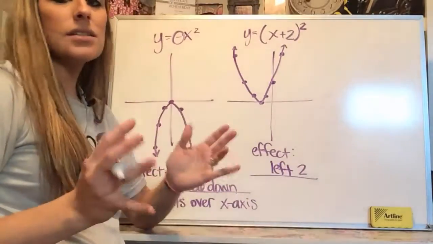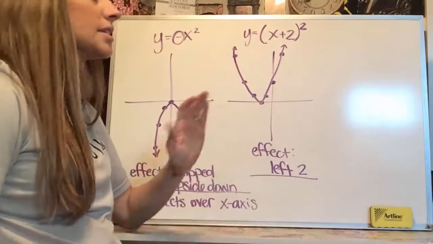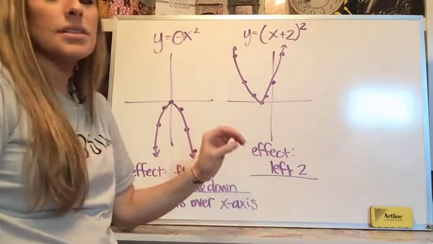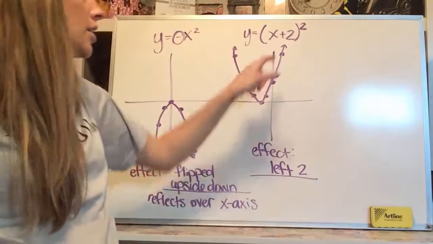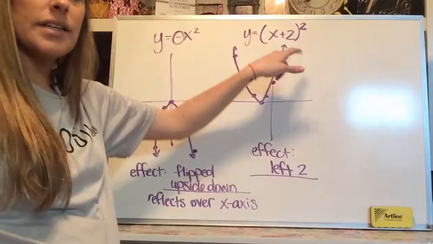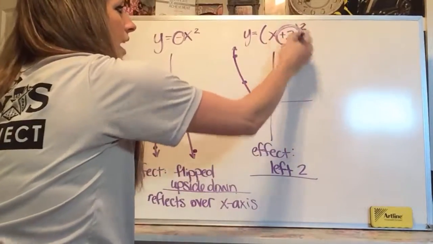So if it's inside the parentheses, see how that +2 is inside the parentheses? If that happens, it's going to move it left or right. And remember, it does the opposite of what you think. So if I have a +2, it's going to move it to the left 2. So go ahead and circle that.